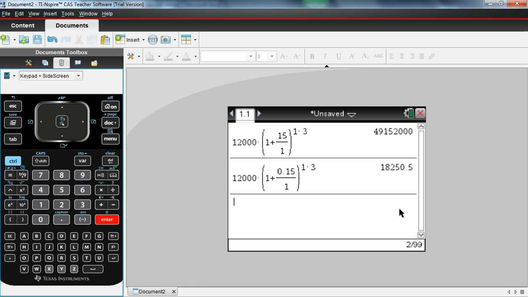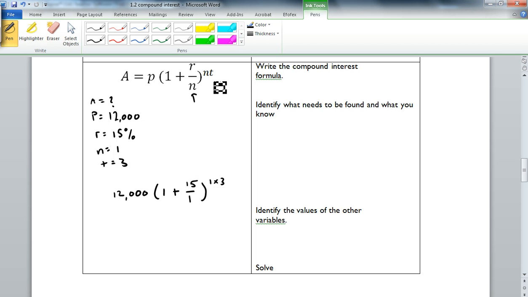So we'll go back here, 18,250. So the amount is equal to 18,250 point, what was it, 0.5. Alright, so now we should write a statement just to say that we know what we're actually solving and we're not just getting letters and numbers all mixed up.